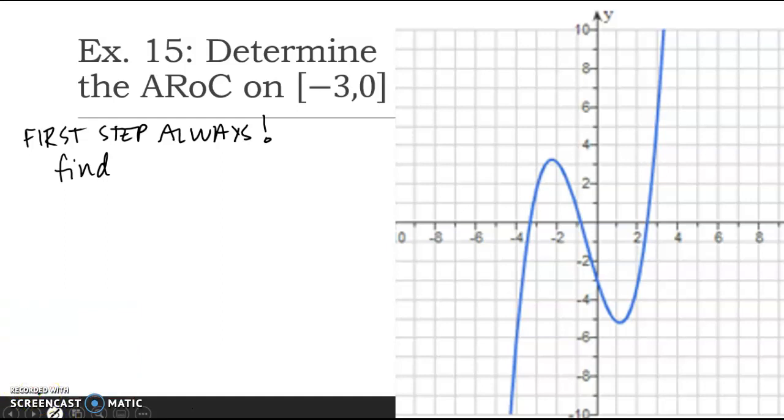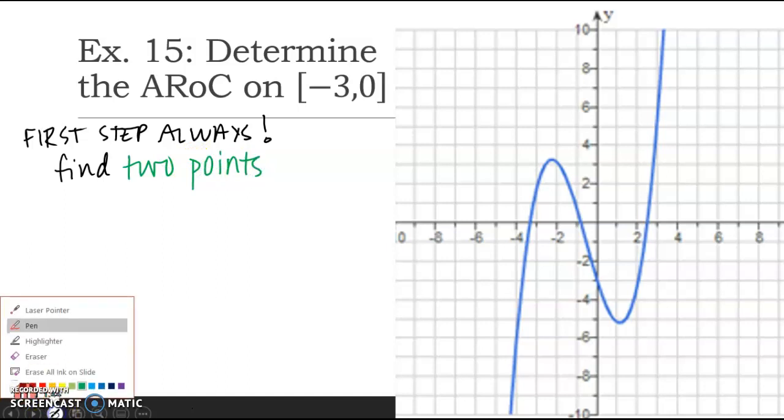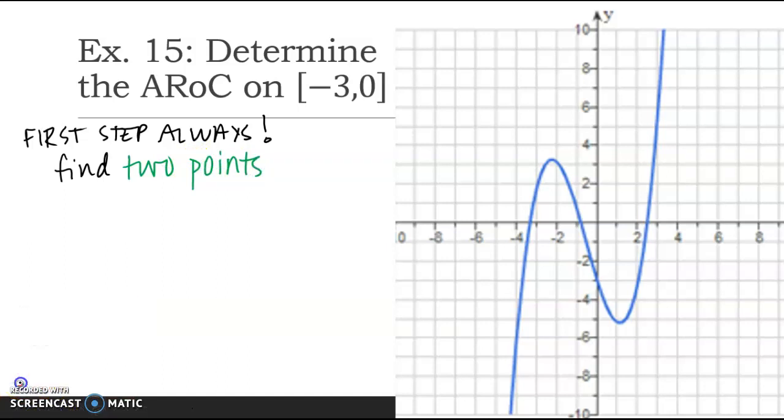Your first step always when you're determining the average rate of change is to find your 2 points. Start with your x's, and then we're able to determine what our corresponding y values or outputs are. So when I look at my directions, what am I given? I'm given this interval. What do I need you to understand that as? I have one x coordinate of -3. I have a second x coordinate of 0.